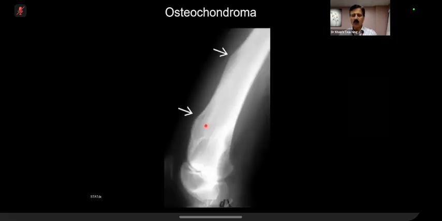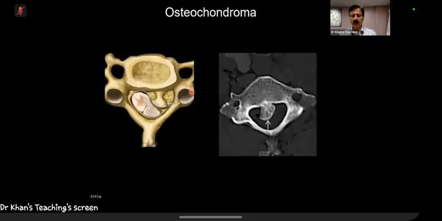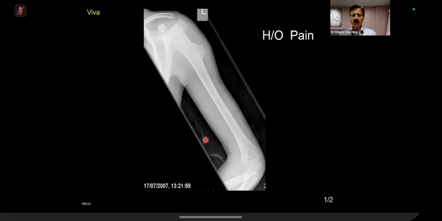Now, osteochondromas are of various types, and this is a sessile type. Just wanted to show you so that you don't get confused if you see it. And osteochondromas can be in the spine, and they can cause a lot of problems. You can well imagine how it will be compressing the cord, etc. This one, okay, this is an exam film.